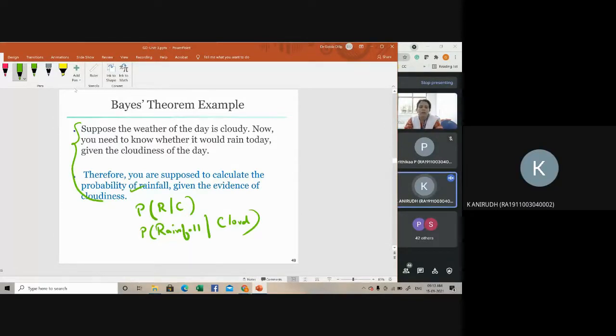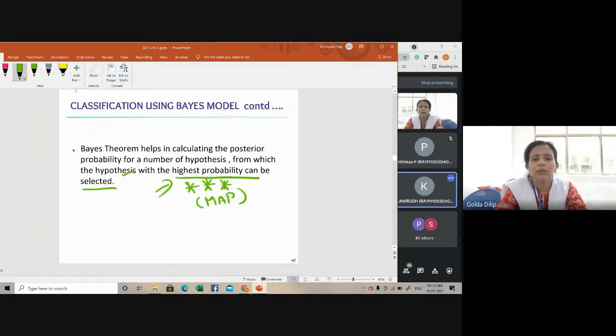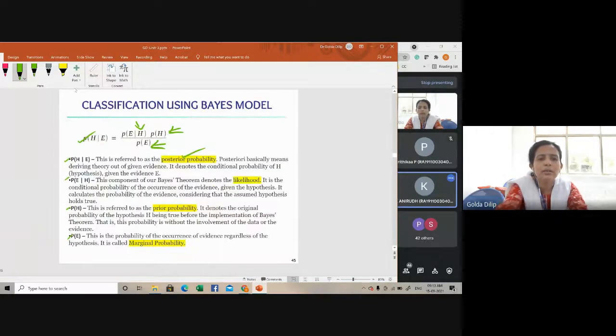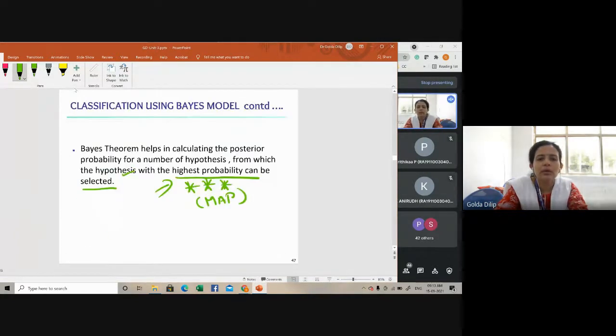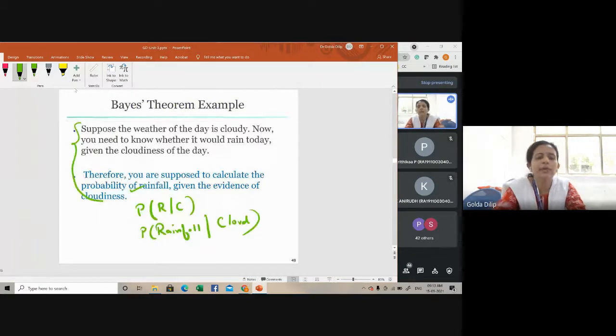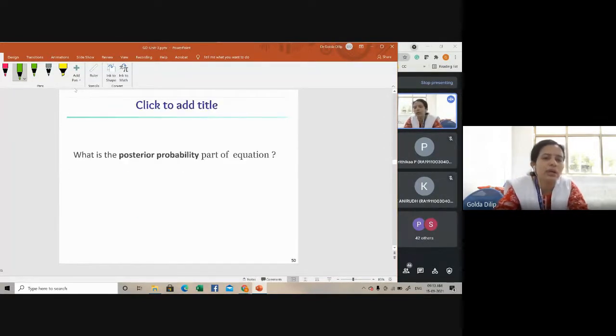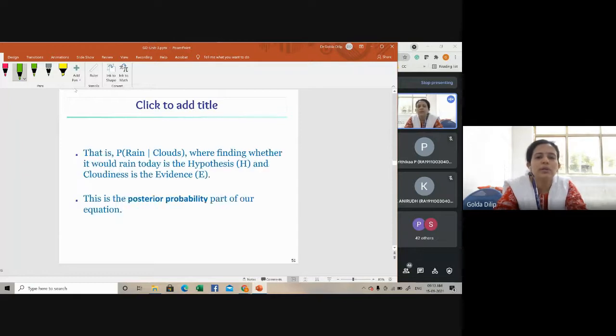That's the formula, right? P of A given B is equal to P of A intersection B by P of B. This is what you're going to apply. H given E. The same way, rainfall given cloudiness. The solution part, you can apply the various things of statistics or mathematics, whatever you have learned. So the posterior part of the equation would be P of rain given clouds.